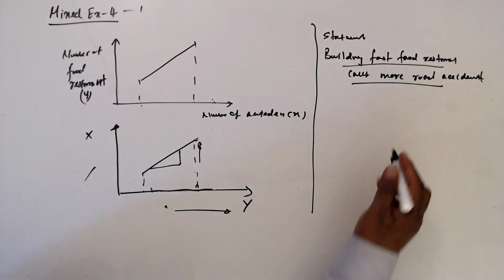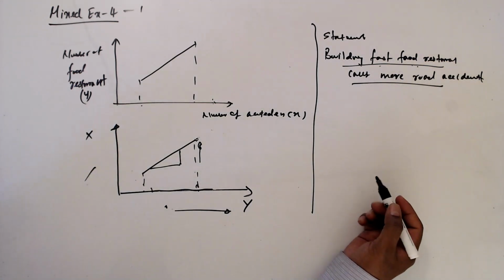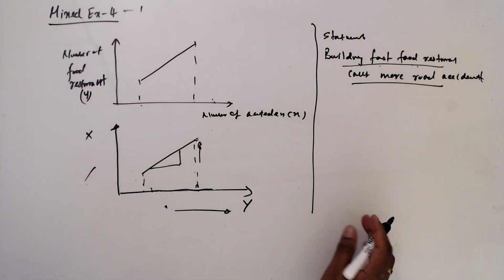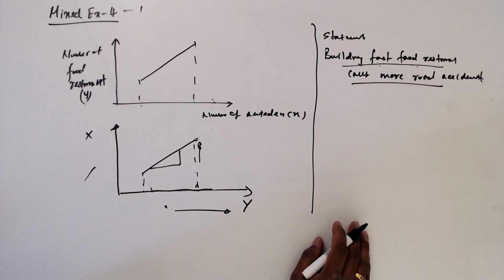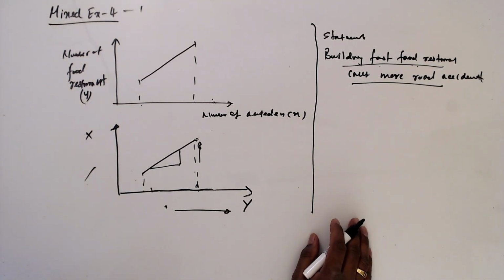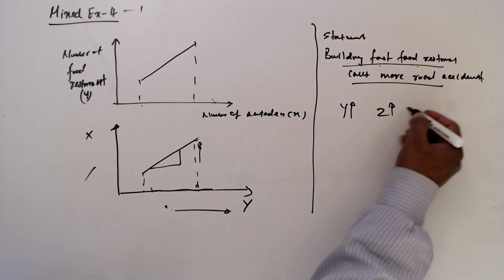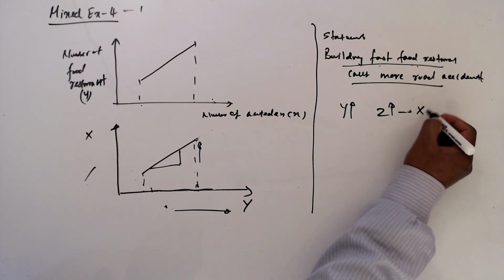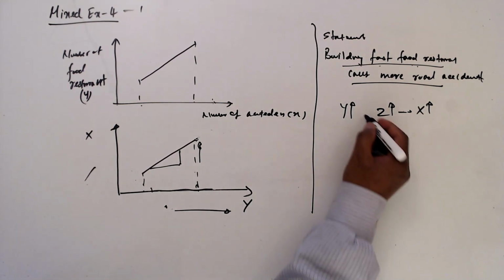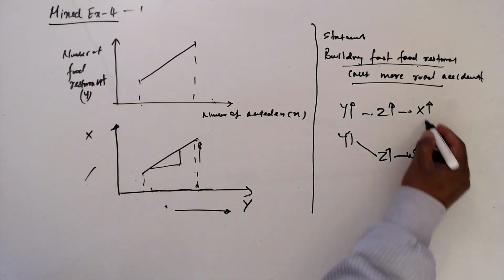So do you think that when fast food restaurants increase, more road accidents will happen? No, it's not related directly, maybe with another variable. When Y is increasing, another variable Z is increasing. Because of Z, X is increasing. You may see that kind of relationship. Y increasing, then Z increasing, and another variable W increasing, and you may see this.